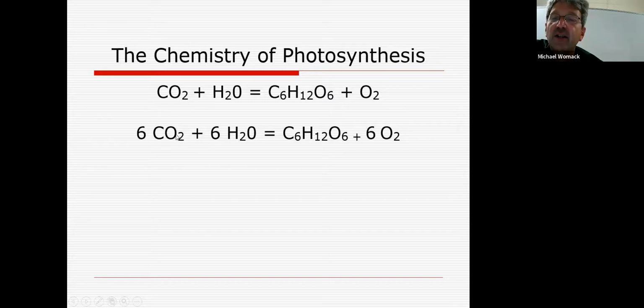The 6 oxygens that break apart during the process from the carbon dioxide, that gives you 6 oxygen molecules over here. Oxygen's always in the form of O2. So you have 6 oxygen molecules and 1 sugar molecule.